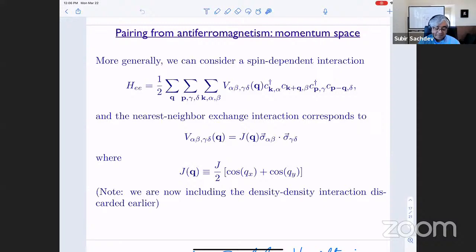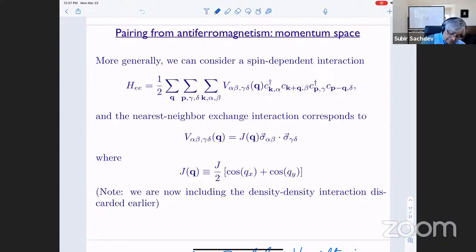But if you took our TJ model as written on the lattice, then J of Q is exactly this. So everything we did last time is completely equivalent to taking J of Q equal to this, except now we're working in momentum space rather than real space. So what we notice about this J of Q is that it's very large. It's of course positive for Q close to 0, and negative for Q close to pi pi.